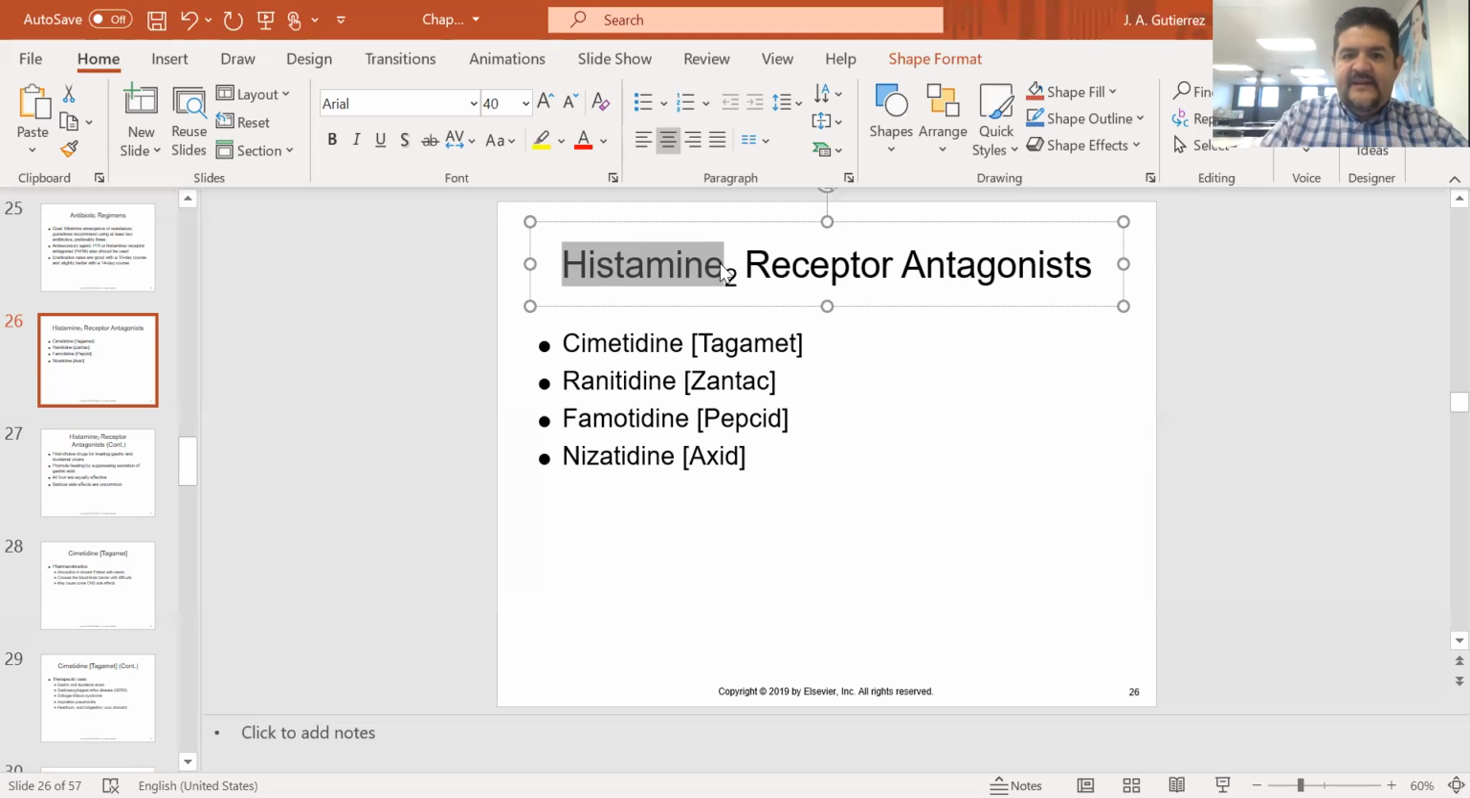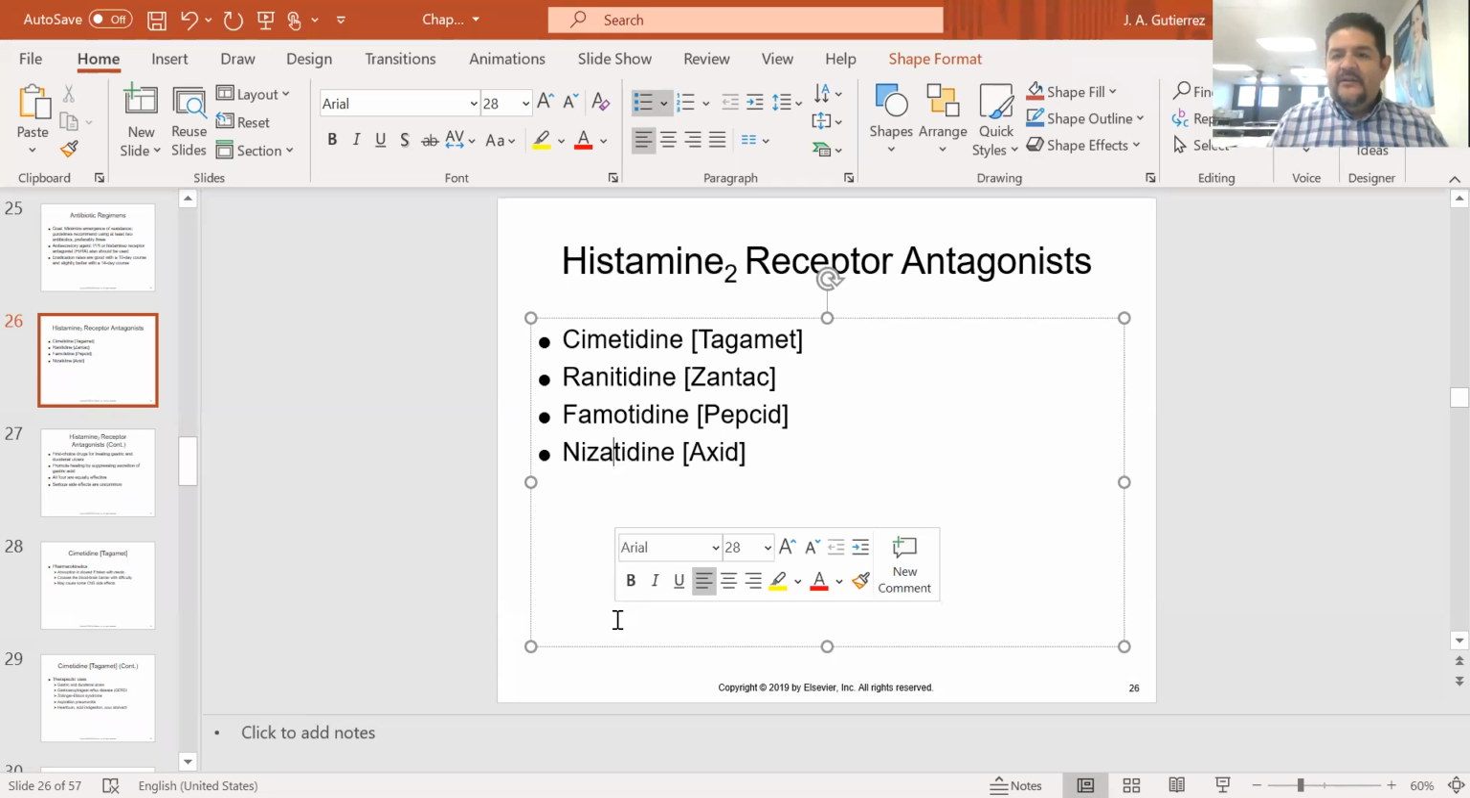And we emphasize histamine 2. Because if you remember correctly, regarding allergies, the reason for allergies is histamine, but the receptor that is stimulated is histamine 1. So when we have allergies, I want to block histamine 1 receptors. If I'm making too much gastric acid, I want to block histamine 2 receptors.